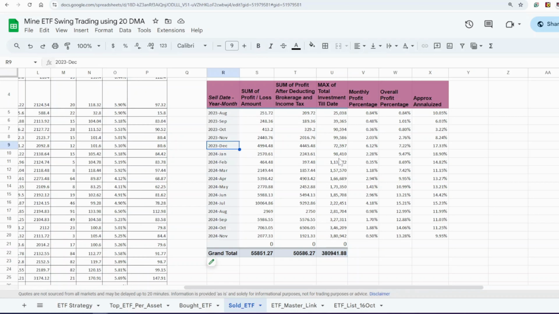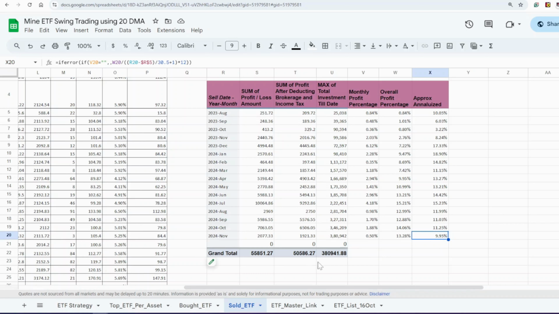Okay, the monthly profit percentage is also looking good. See, in December 2023, when the market was going up, I got around 6.12%. Okay, and since it has gone down in November, I got 0.50%. But as you can see, something or the other I am getting. July 2024 was a very good month where I got around 10,000 profit. And if you see, the approximate annualized return is around 9.95%.